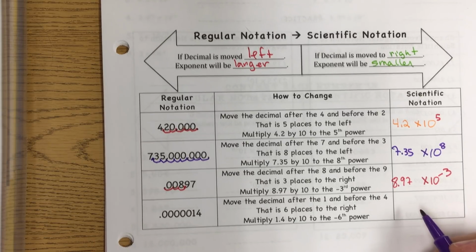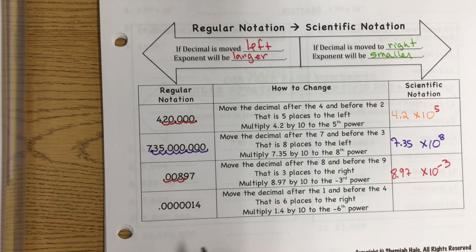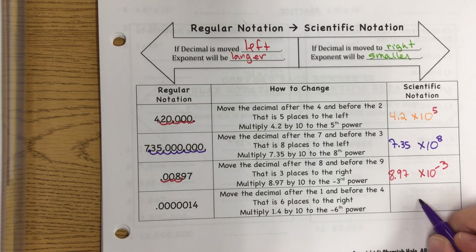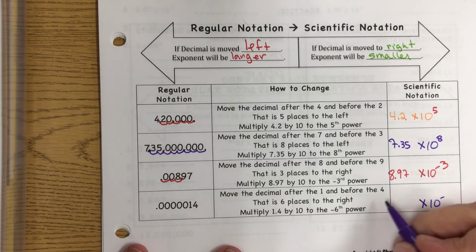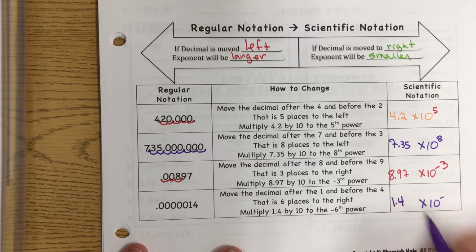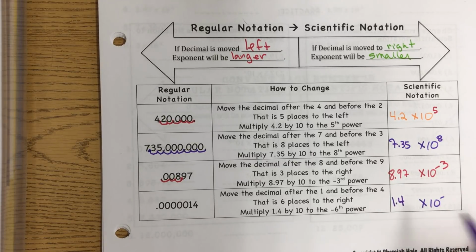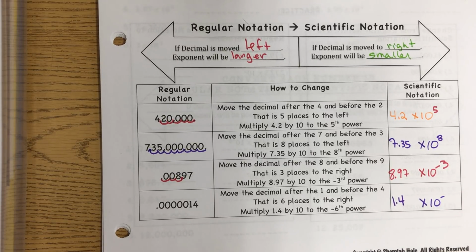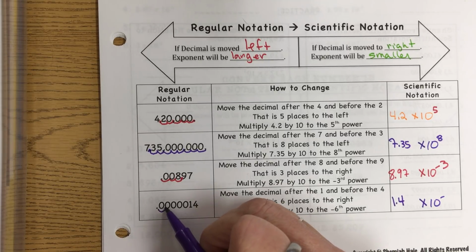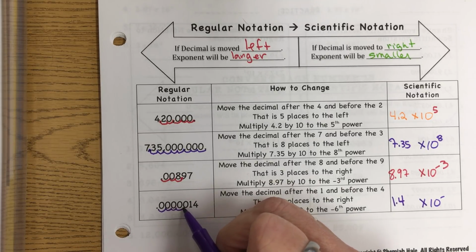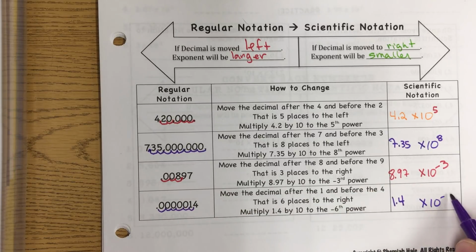This next one. Again, this number is less than 1. So I know it's going to be 10 to the negative power. I know that it's 1.4 because this number has to be between 1 and 10. I move it over 1, 2, 3, 4, 5, 6 times. So it is 1.4 times 10 to the negative 6.